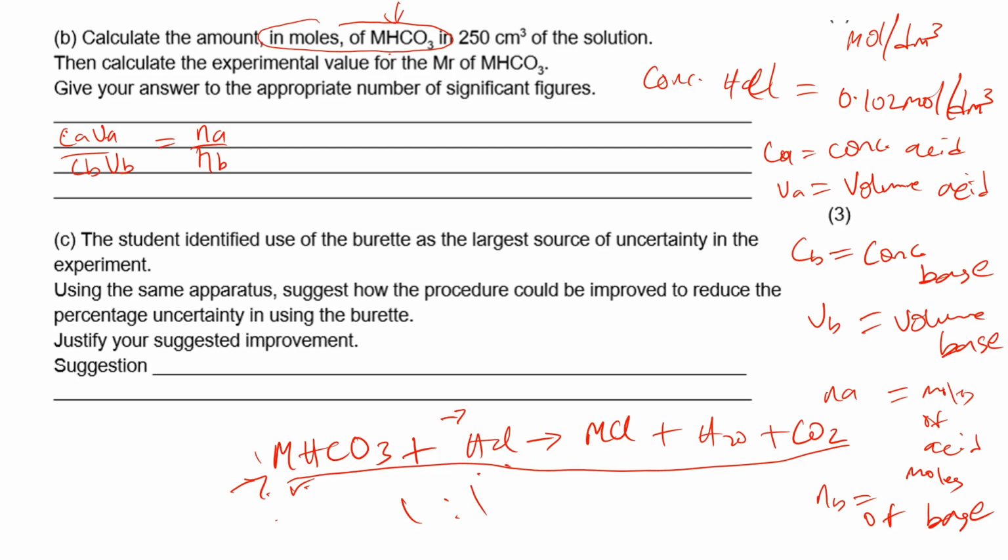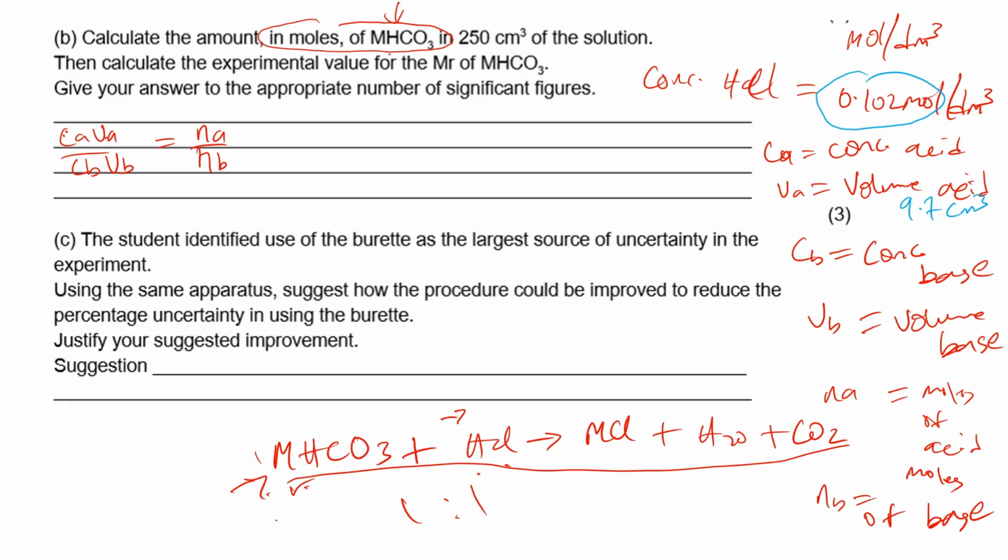Okay, so basically the number of moles of acid here is 1, and the number of moles of base here is also 1. That is what the Na and Nb stand for. Now let's put these values here. We already have our Ca equal to 0.102, and our Va from the mean titre value, which is 9.7. So our volume of acid is 9.7 cm³.